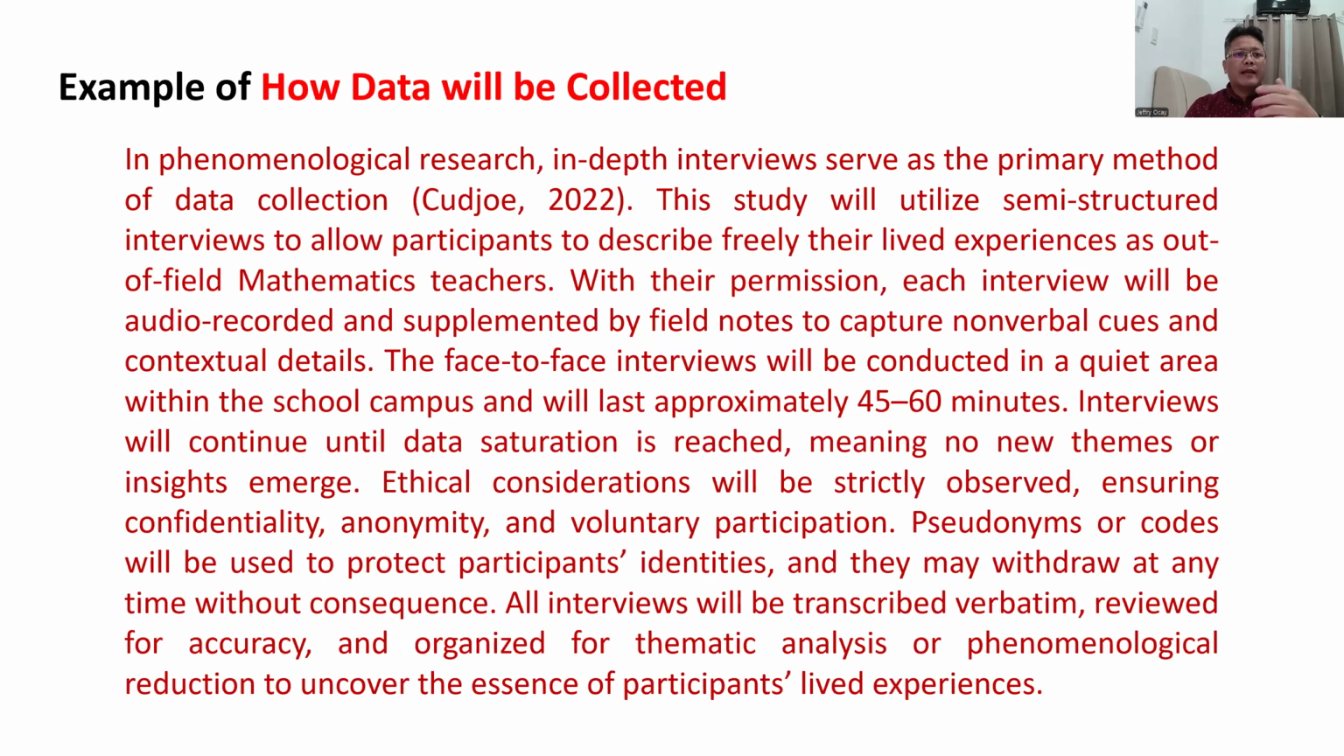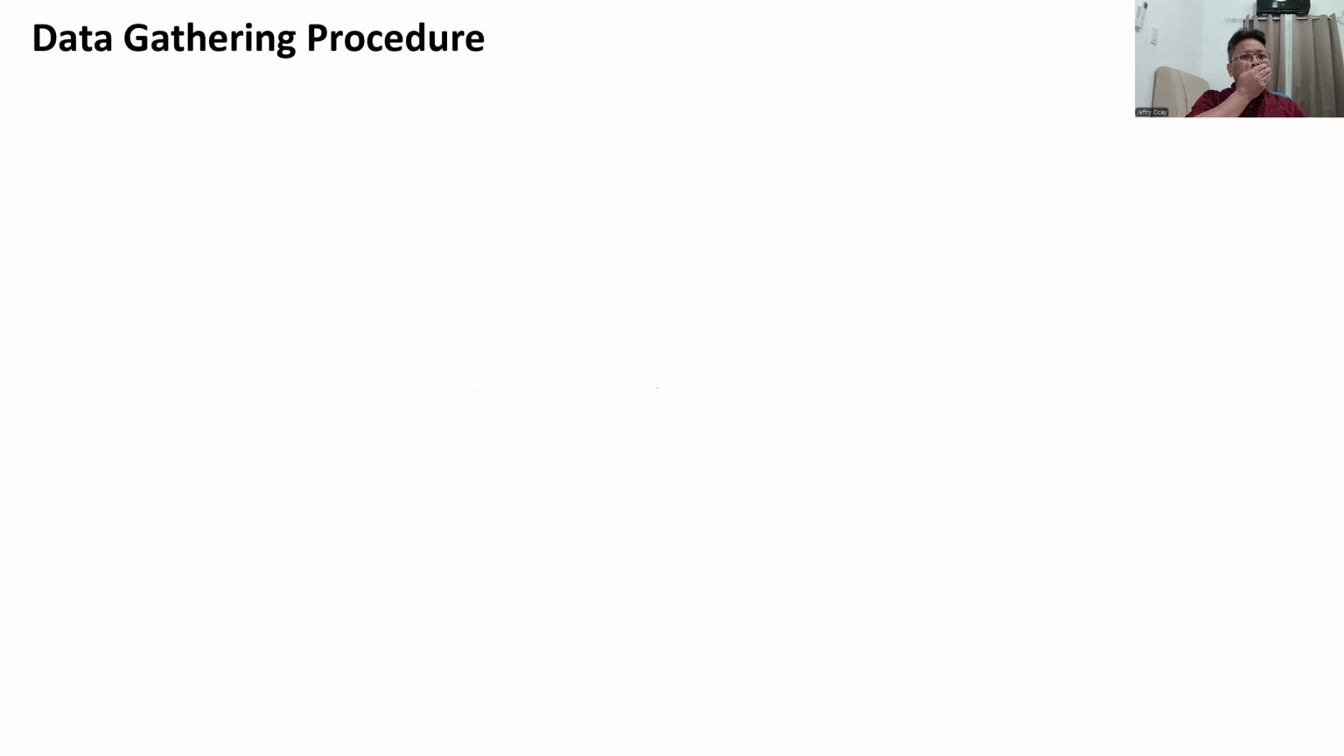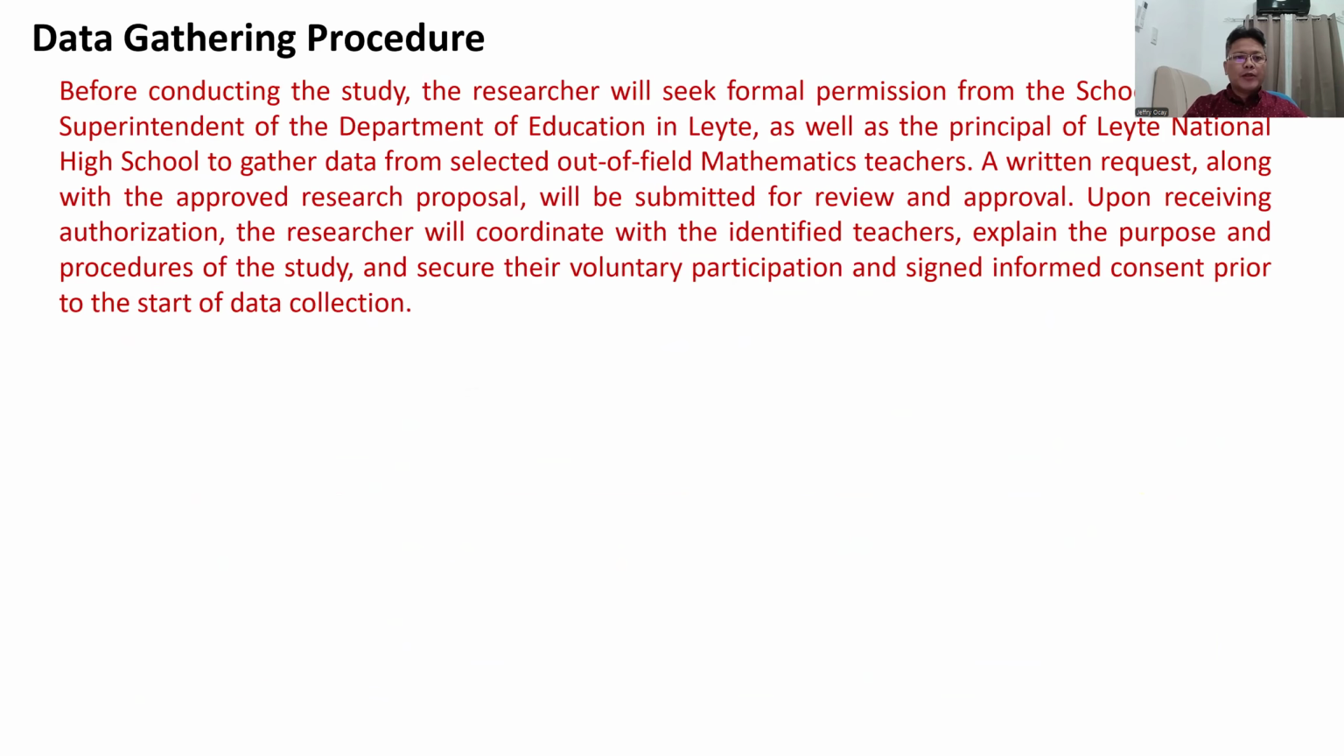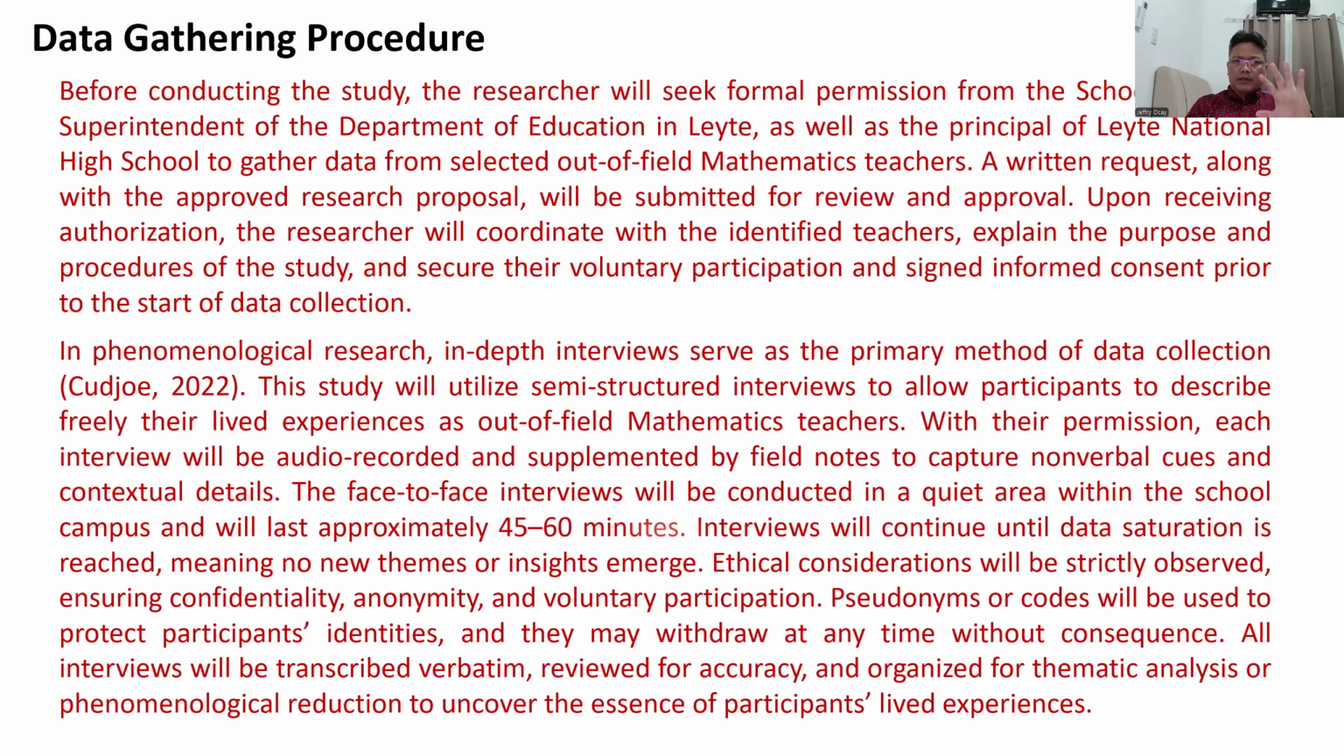So that's how we write the data collection section. And then the data gathering procedure. If we combine the two, of course, this is how it would look. Okay, so I don't need to read this again. I have already explained that. I have already read this part. I'm just showing you how the data gathering procedure would look very briefly.